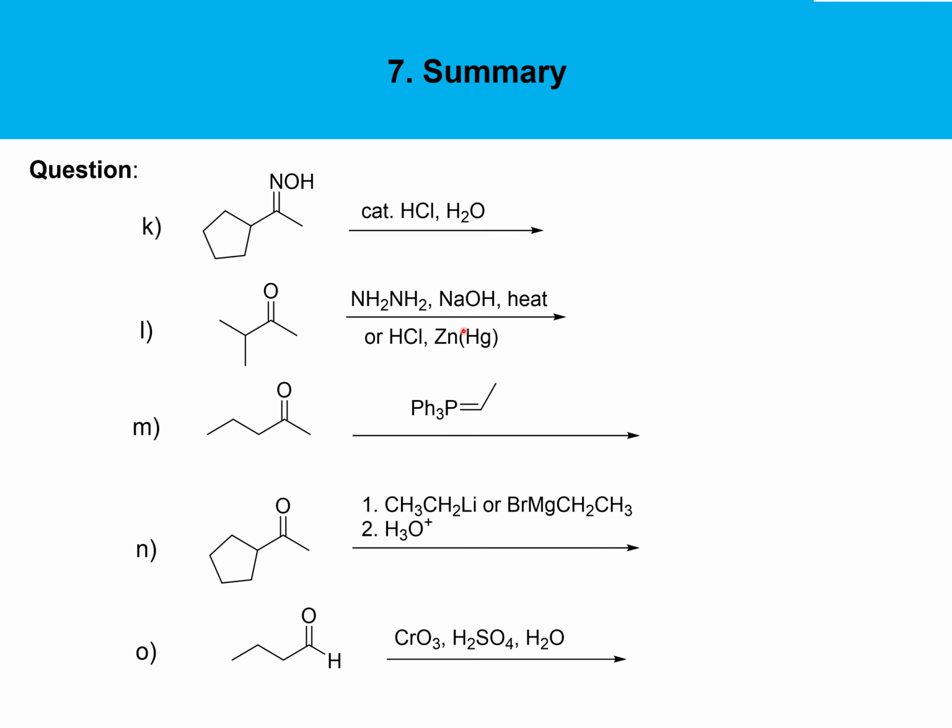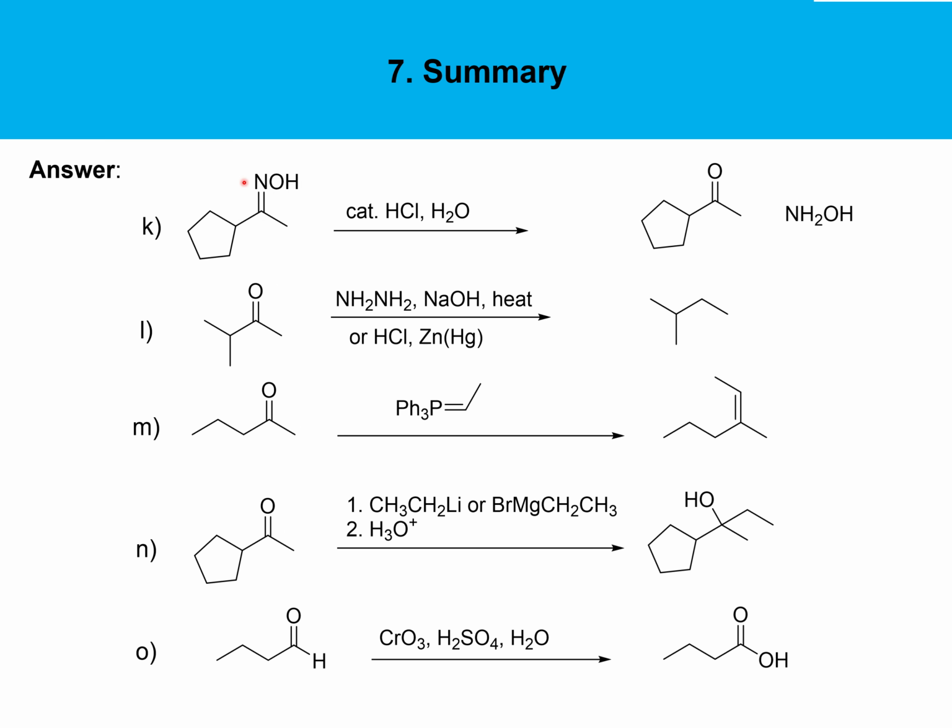We could do a similar reaction with HCl, zinc, and mercury, which is the Clemmensen reduction. In the next reaction, we're starting with a ketone and we're going to add a Wittig reagent through the Wittig reaction. In the next example, we're using a ketone and we're going to add Grignard or organolithium. And then lastly, we're going to take an aldehyde and add chromic acid to it.